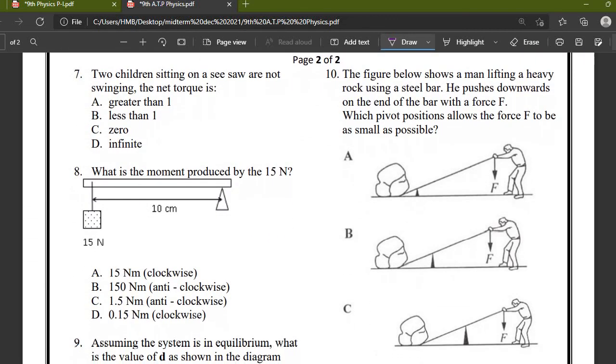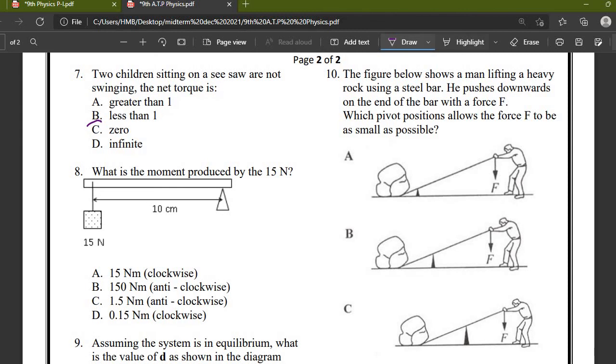Let's move to our question number 7. Two children are sitting on a seesaw and are not swinging. The net torque acting will be 0, because both children are not swinging. This means that they are balanced on a seesaw. So option C will be the right answer.